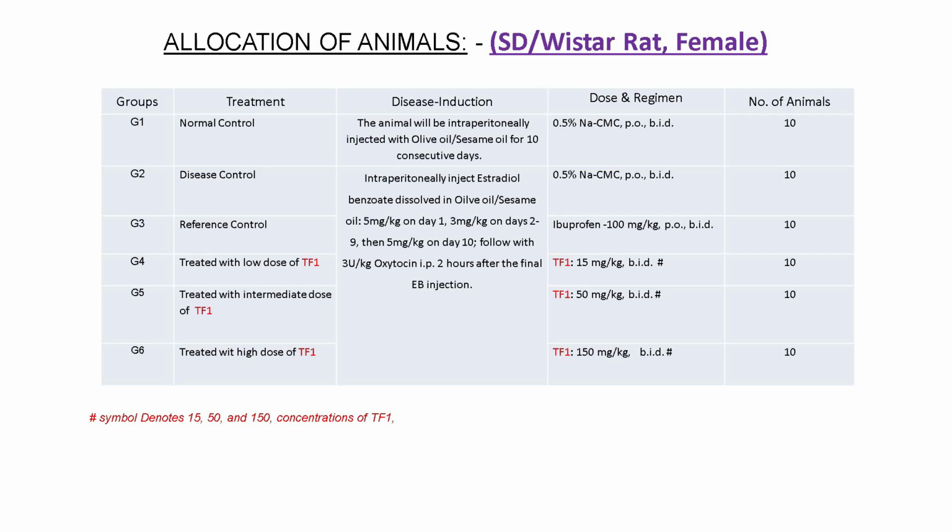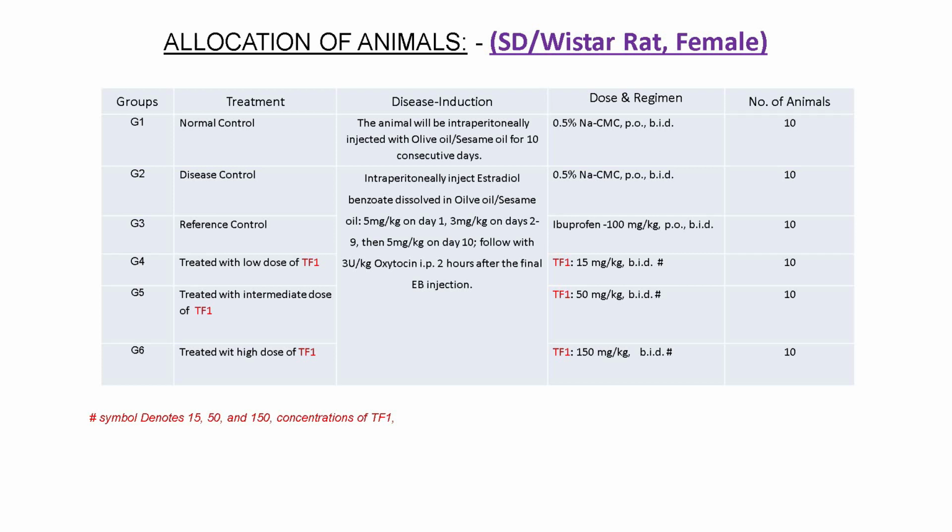Third column is disease induction. In that, the normal control we are going to induce with olive oil or sesame oil as a vehicle for 10 consecutive days. And next, we are going to induce the disease in G2 to G6, in which we are going to give intraperitoneally estradiol benzoate dissolved in olive oil or sesame oil.